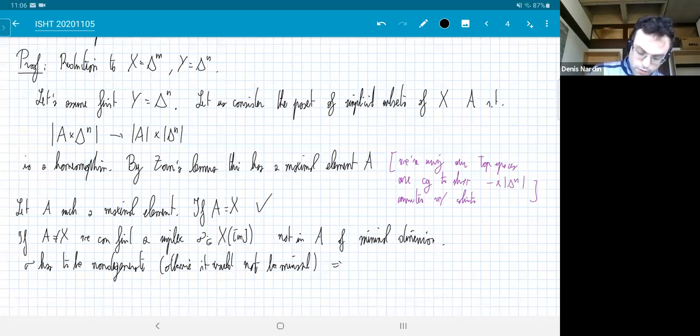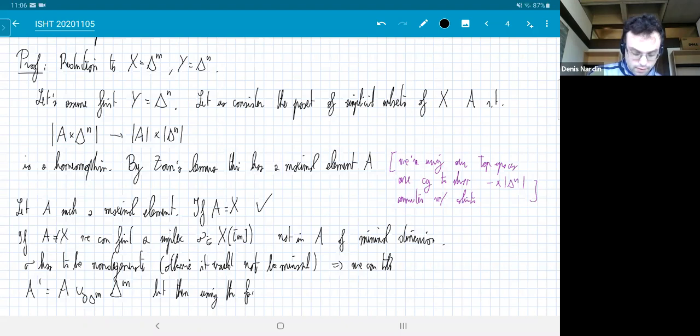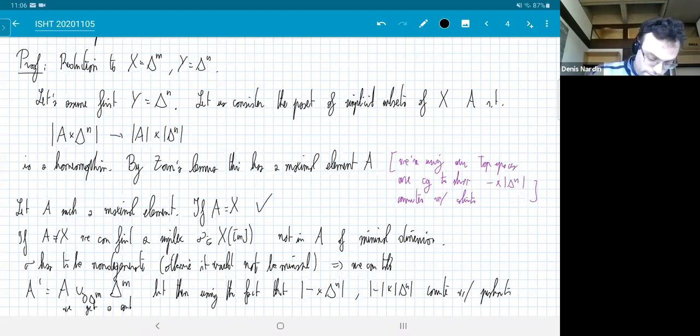So we can take A prime, which is A union over the boundary of delta M along sigma. So it's the simplicial subset containing A and sigma. But then, using the fact that, I cannot believe I already ran out of space, using the fact that these commute with colimits, commute with pushouts, we get a contradiction. Because this is saying that A prime is also in this poset, but this contradicts the maximality of A.